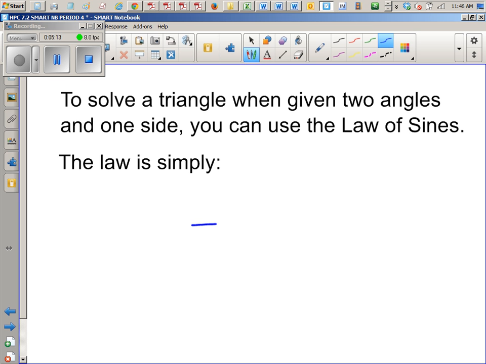I'll give you a hint. It's an extended proportion, so it looks like this. It's 3 fractions, one after the other. Oh, but is it sine A over A is equal to sine B over B, which is equal to sine C over C? You got it. So sine alpha over A equals sine beta over B equals sine gamma over C is the law.